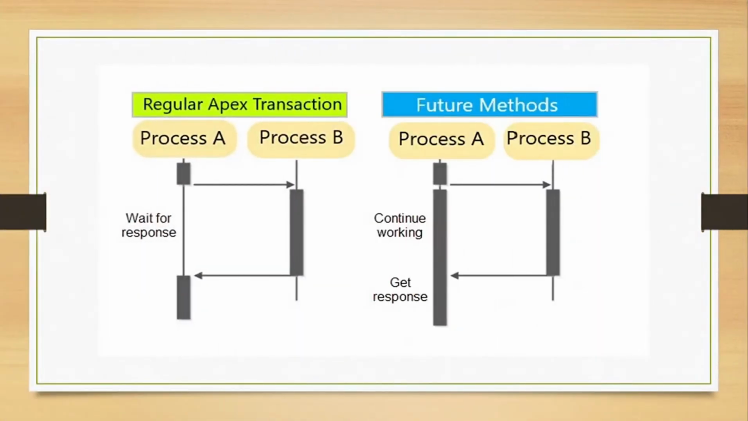In a regular Apex transaction, process A waits for the response and completes, and only after that is process B started. But in future, it runs asynchronously: process A continues working, then immediately transfers to process B, and process B also starts working immediately and gets its response from there. So it works asynchronously rather than synchronously.